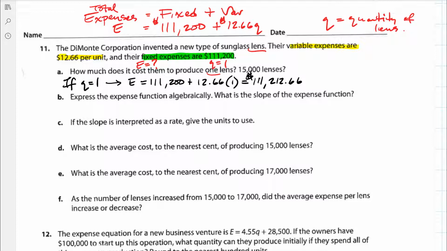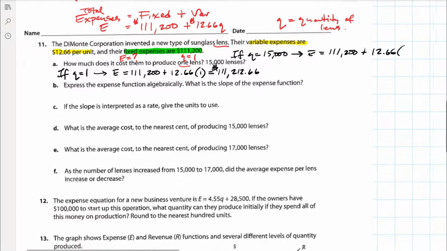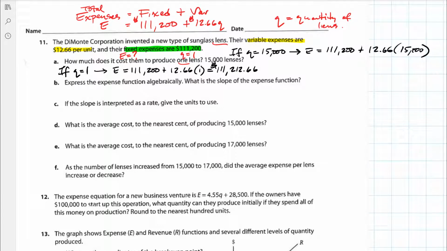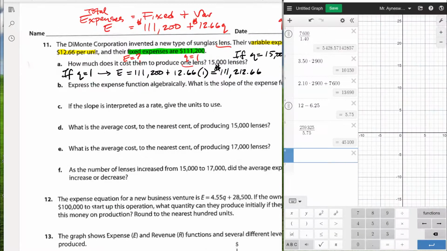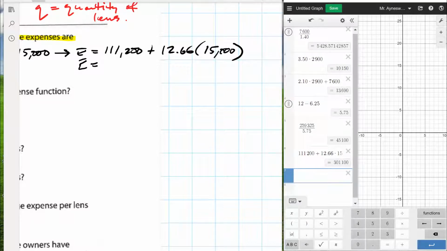But the question says, what happens if Q equals 15,000? So I'm going to do another one up here. If the quantity is 15,000, what are the expenses? You're going to do the same thing. You take 111,200 and add it to $12.66 times the quantity, which in this case is 15,000. In this one, you might want to use a calculator. So let's enter this in: 111,200 plus 12.66 times 15,000. Notice it's a pretty big number, $301,100.